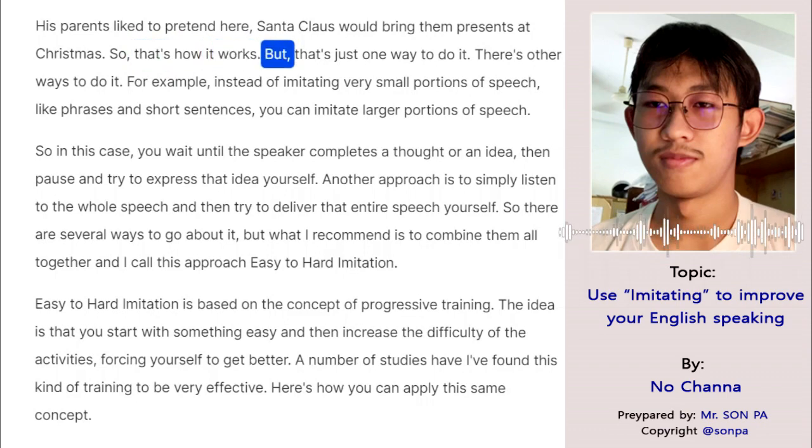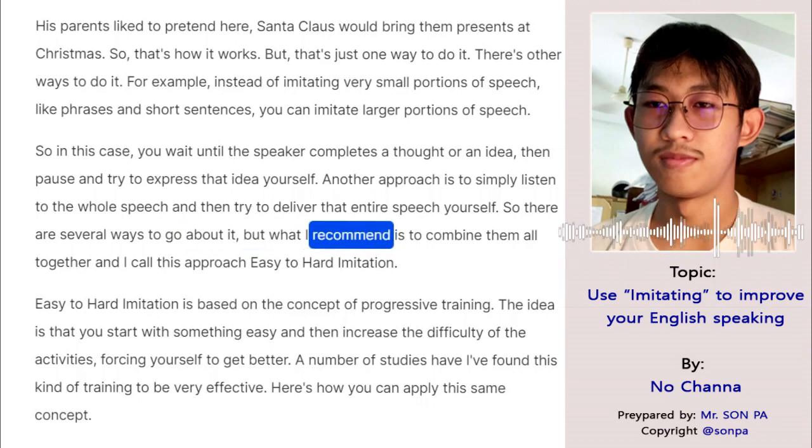So that's how it works. But that's just one way to do it. There's other ways too. For example, instead of imitating very small portions of speech, like phrases in short sentences, you can imitate larger portions of speech. So in this case, you wait until the speaker completes a thought or an idea, then pause and try to express that idea yourself. Another approach is to simply listen to the whole speech and then try to deliver that entire speech yourself. So there are several ways to go about it.